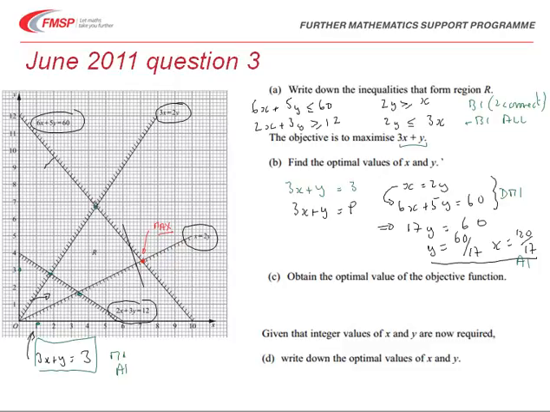In part C, we just have to obtain our maximum value. So we know that P is equal to 3x plus y, and so substituting our values, that's equal to 3 multiplied by x, which is 120 over 17, plus y, which is 60 over 17. So in total there we get 420 over 17, and you could leave it at that.